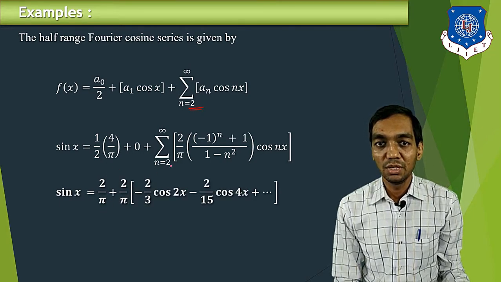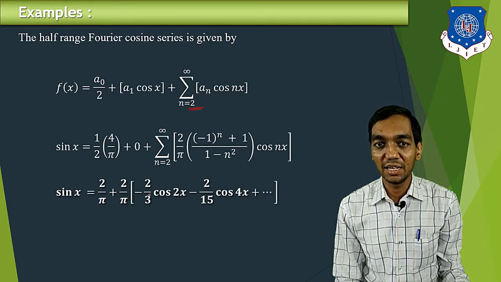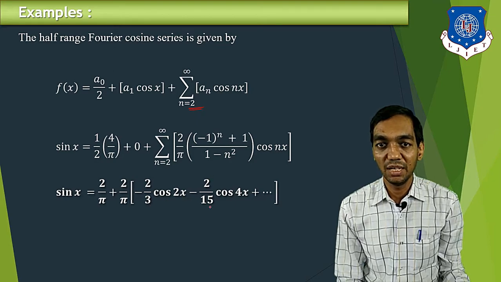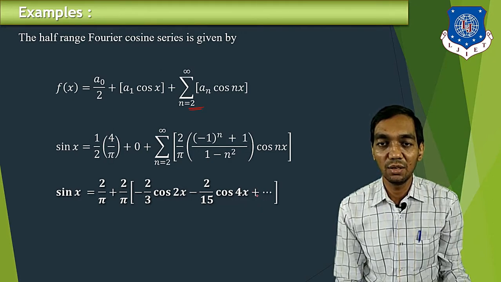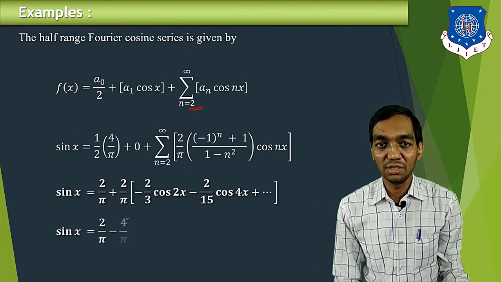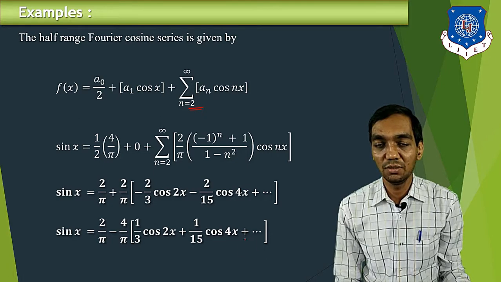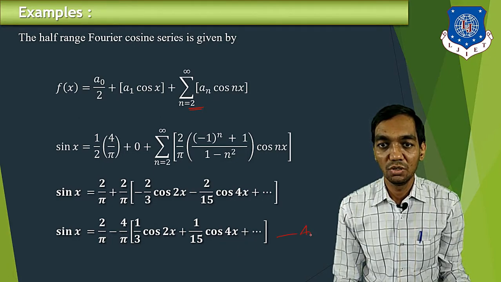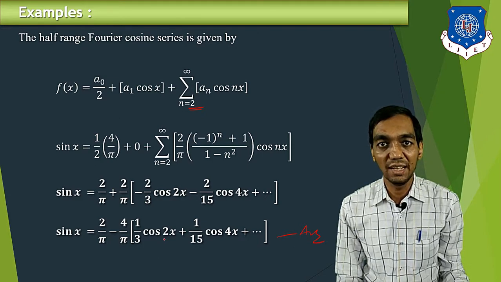Now simplifying this term, that will give you sin x is equal to 2 by pi plus 2 by pi into, put n is equal to 2, n is equal to 3 and so on. So 2 by pi into the bracket minus 2 by 3 cos 2x minus 2 by 5 cos 4x, and if you go further, then you will get minus 2 by 35 cos 6x and so on. Now minus 2 common out, and that will give you sin x is equal to 2 by pi minus 4 upon pi into 1 upon 3 cos 2x plus 1 upon 15 cos 4x and so on. So this is the half range cosine series of the function sin x.